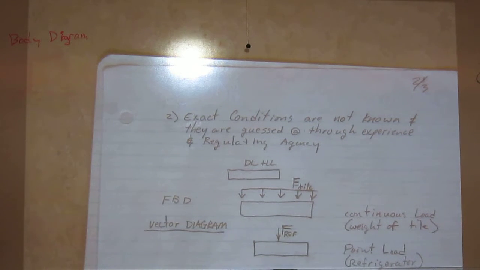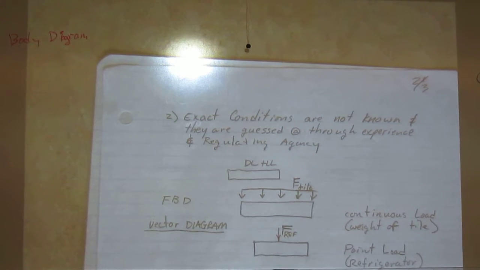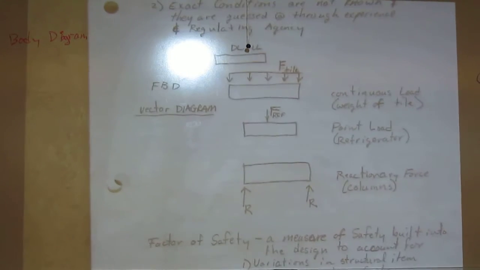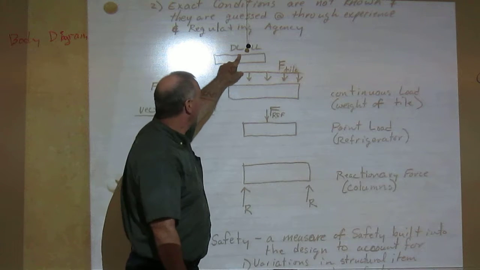Now, once we get through designing it, we're actually going to come through and do this. Okay? And I've got some different sketches here, just so you kind of get familiar with a free body diagram. If we don't know, what we always do is we add dead load and live load. That's the DL plus LL.